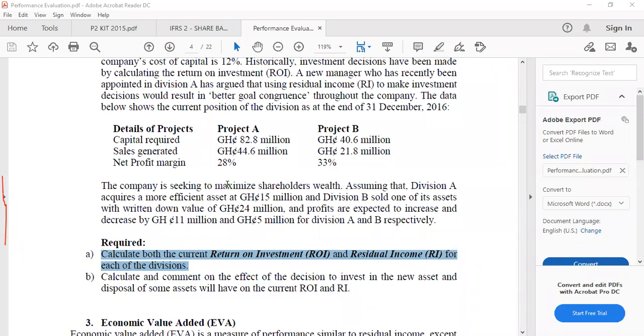Net profit margin is a margin on the sales. Okay. So for you to know the net profit margin, what are you going to do? For you to know the net profit for A and then the B, what are you going to do?